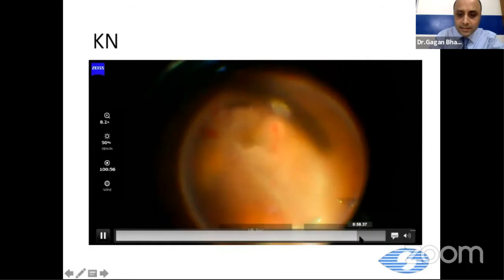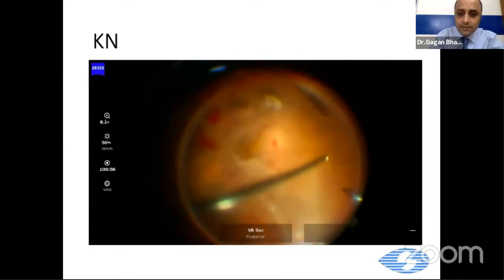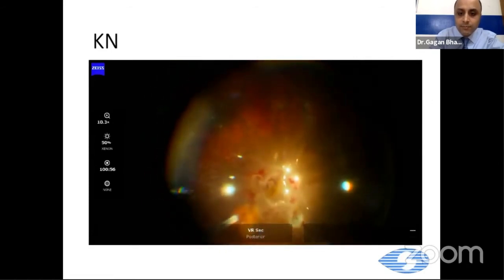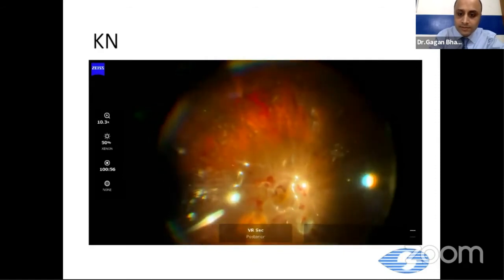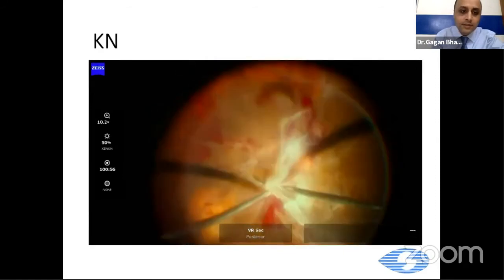One more tip is that if you're not able to find a surgical plane in the periphery at the first go, I think it's important that you debulk the base at least before you start membrane dissection, and then you can have an attached retina.